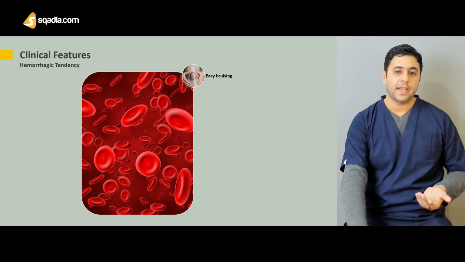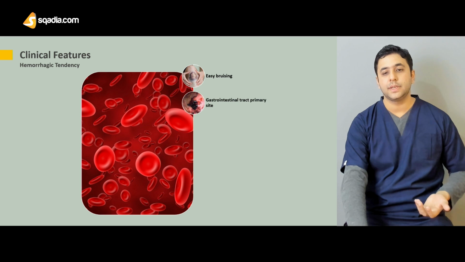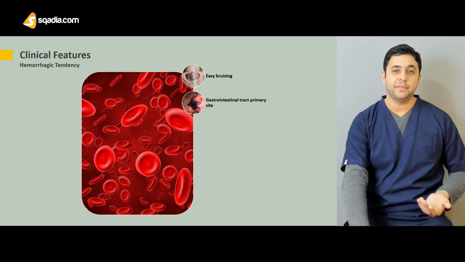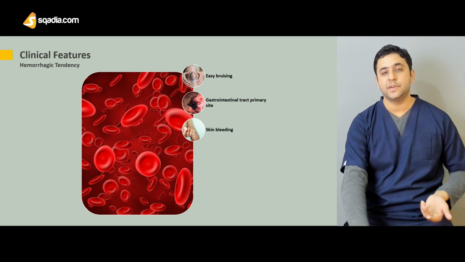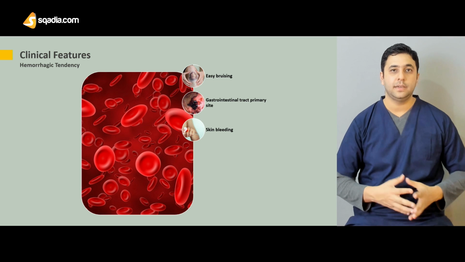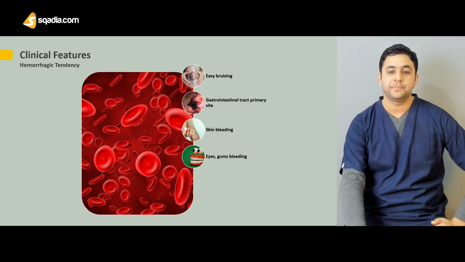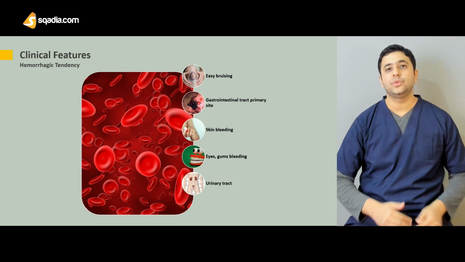Well, they will have easy bruising. For example, any smaller cut can lead to an increase in the bruising. The GIT symptoms can be very evident with GI hemorrhage, in the form of hematemesis or melena. A small cut can lead to a large bleed. It can be a minor spleen bleeding as well. Gum bleeding and retinal hemorrhages are very common presentations in these patients. Urinary tract presentation can be in the form of hematuria.